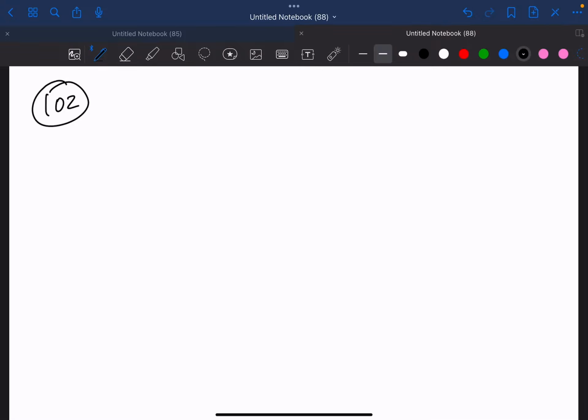Okay, so 102 wants us to find the linear approximation of the function square root of 25 minus x squared near x equals 3. In other words, if you take the square root of 25 minus x squared, it's going to look like half a circle, yes?